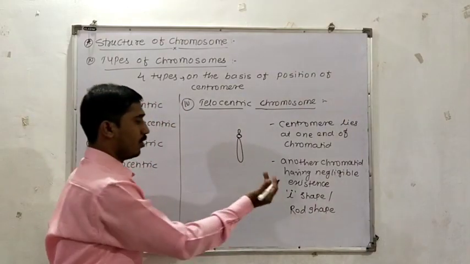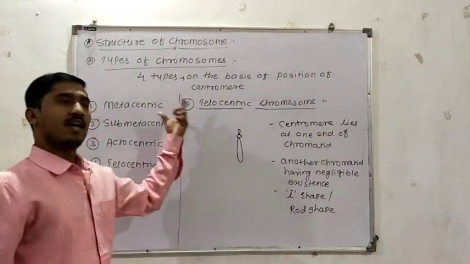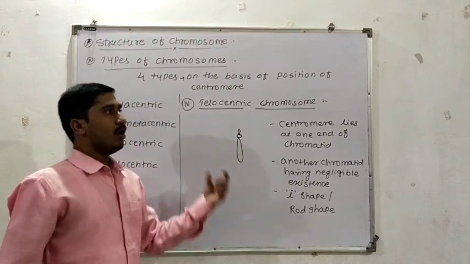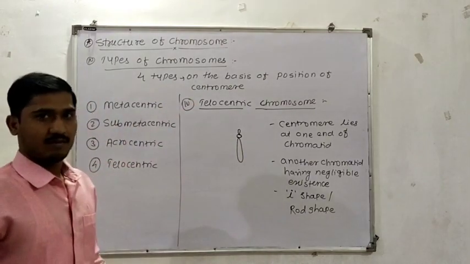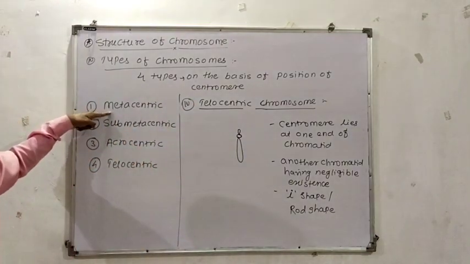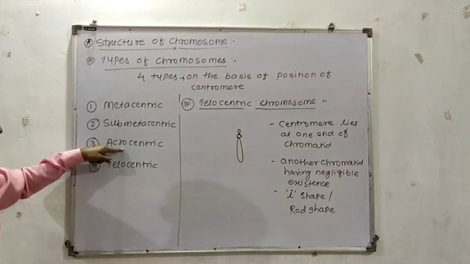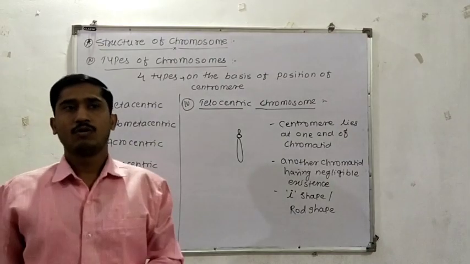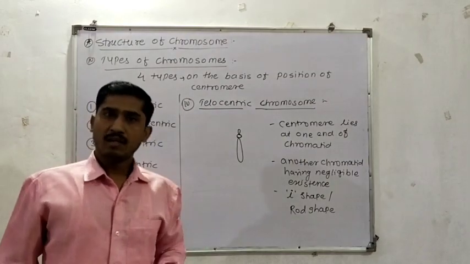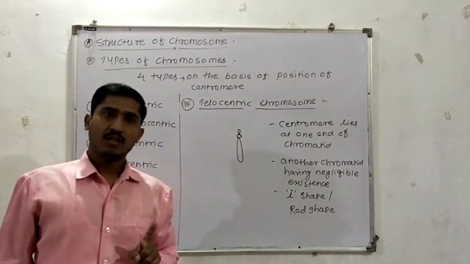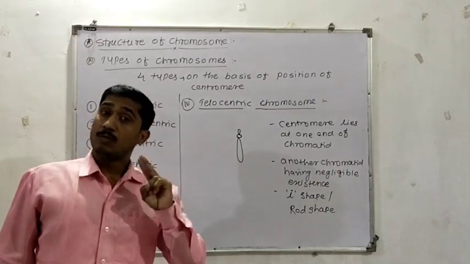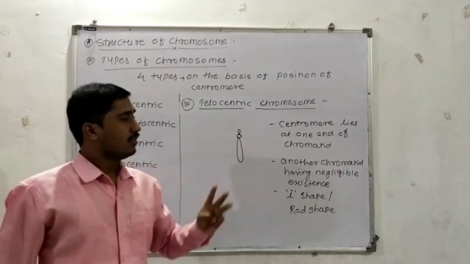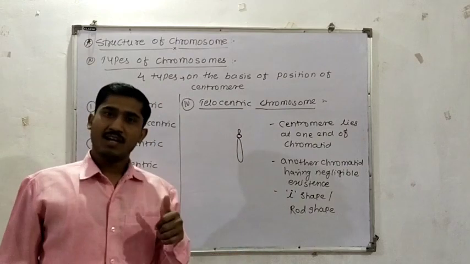Which chromosomes? Rod-shaped chromosomes. So these are the 4 types of chromosomes on the basis of position of centromere. Which are these? Metacentric, submetacentric, acrocentric and telocentric. For each and every type of chromosome, which points do we have to remember? First, position of centromere. Second, the length of chromatid. And third, their shape. Okay? Done.